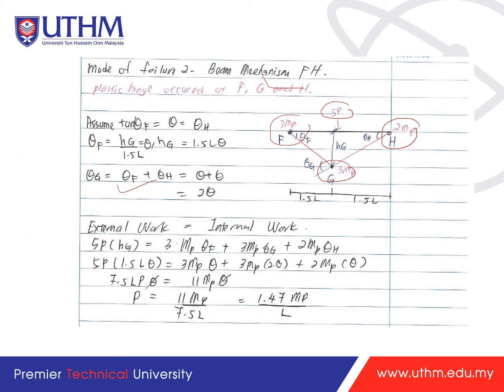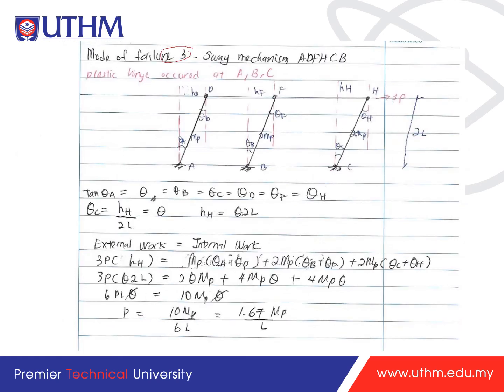So after you solve everything, be careful with this MP, and then you will get P is equal to 1.47 MP over L. The method is the same as the plastic analysis for the beam. The concept is similar, the method is similar also. Failure 3 is caused by the sway mechanism of AD, half hash, CP. So when 3P is applied, it will cause the frame to sway towards this direction.